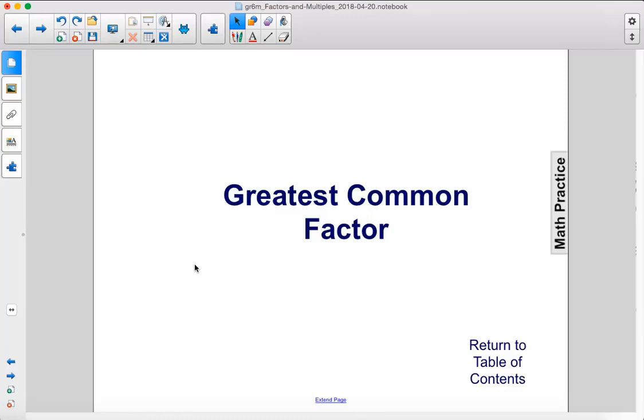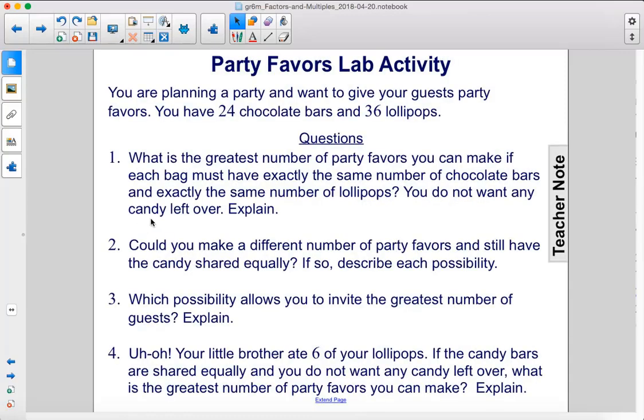Greatest common factor. You're planning a party and want to give your guests party favors. You have 24 chocolate bars and 36 lollipops. Questions. Number 1. What is the greatest number of party favors you can make if each bag must have exactly the same number of chocolate bars and exactly the same number of lollipops? You do not want any candy left over.